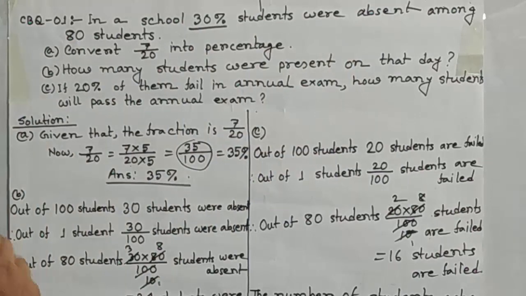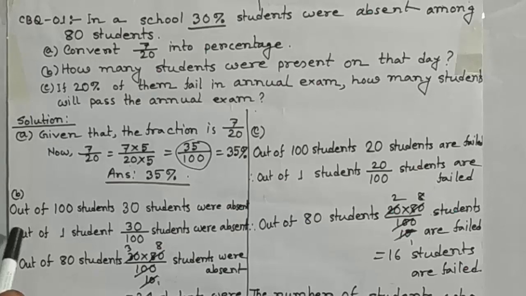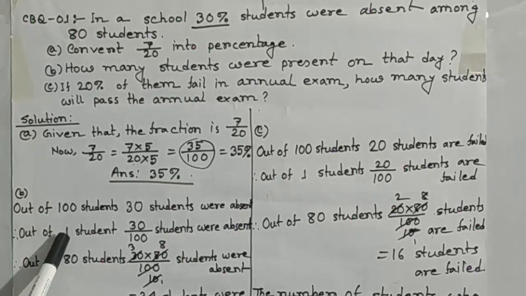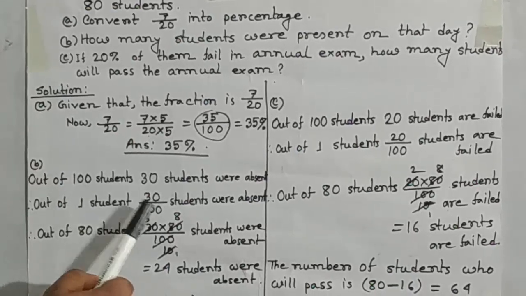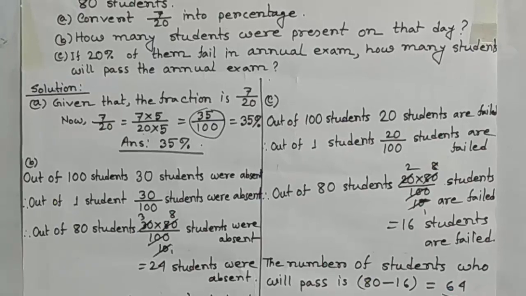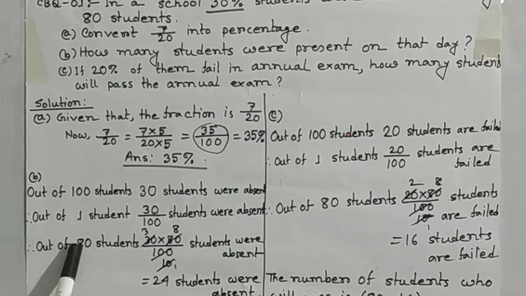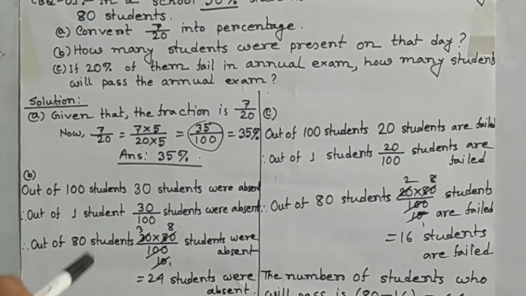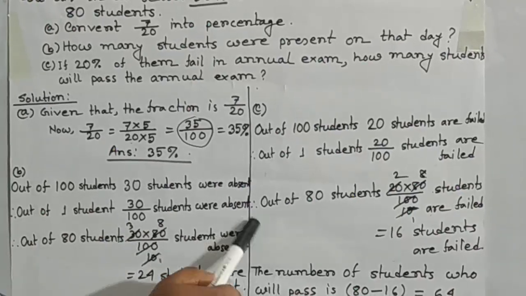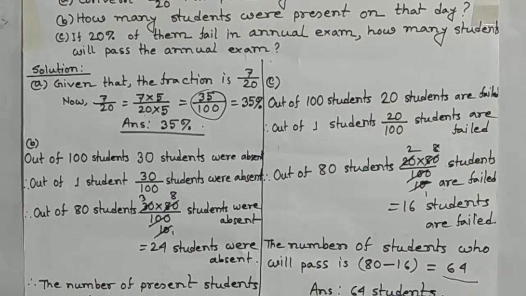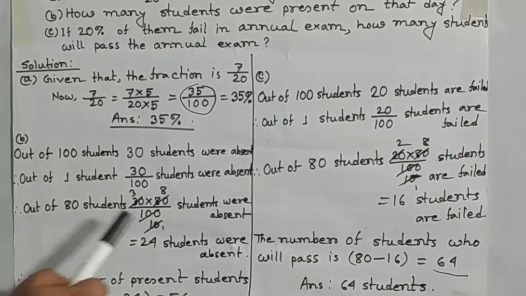30% students are absent means out of 100 students, 30 students are absent. So out of 1 student, as 1 is less than 100, for this reason division will happen. That means 30 divided by 100 students were absent. Then the total number of students is 80. So out of 80 students, as 80 is greater than 1, for this reason multiplication will happen. That means 30 multiplied by 80 divided by 100 students are absent. Now we cut this number by 10. As we cut 80 by 10, we get 8, and 100 by 10, we get 10.